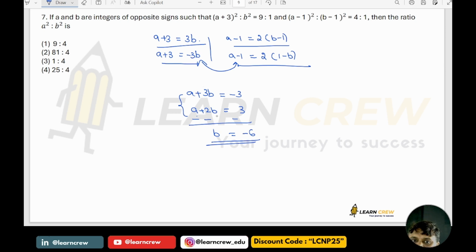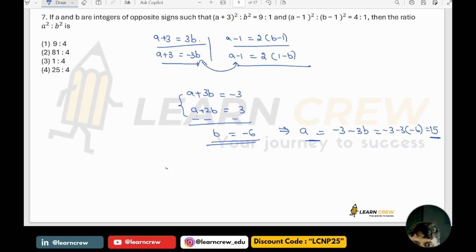If B is minus 6, then A would be how much? If B is minus 6, then A would be minus 3 minus 3B. So minus 3 into how much? B is how much? B is minus 6. So minus 3 plus 18, which is 15. So if A is 15, B is minus 6.